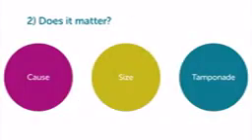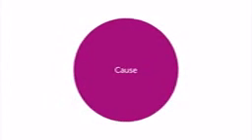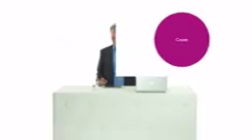Are you ready for the second question? Does a pericardial effusion matter? Here we have three issues: the cause, the size, and the question whether or not tamponade or some form of hemodynamic compromise of the pericardial effusion is present. Let's look at the cause, and you have to figure out whether or not the pericardial effusion matters or not.